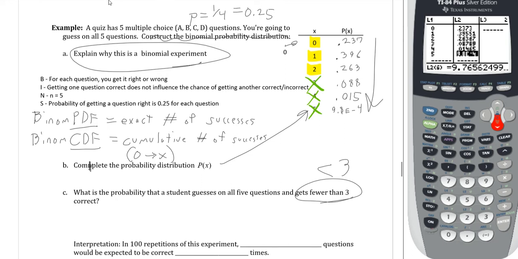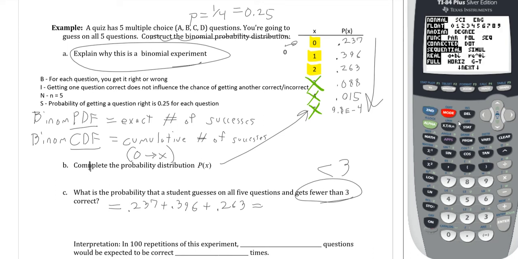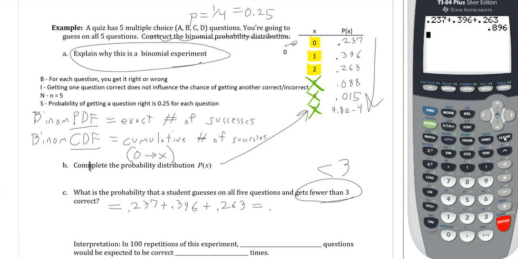In order to solve this, what I could do is add up those 3 values of 0.237 plus 0.396 plus 0.263. I can add all those together, and that can give me my probability of getting less than 3 questions right out of 5. So we can do that over here. So we'll do 0.237 plus 0.396 plus 0.263, and we get 0.896.